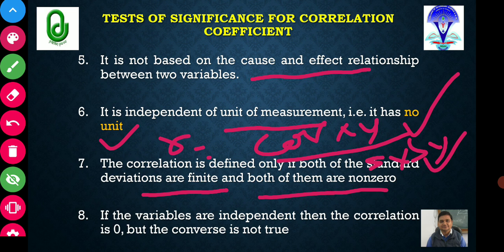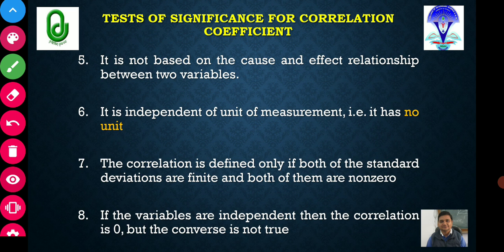Similarly, if variables are independent, then the correlation is 0. Suppose there are two independent variables x and y, they don't have any relationship. In such a case, the correlation coefficient will be 0, but the opposite is not true. You just take any example and try to validate this point, how the opposite is not true.